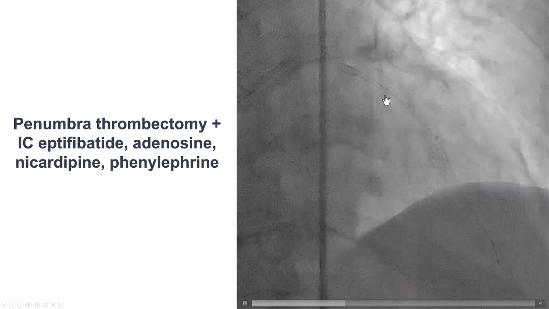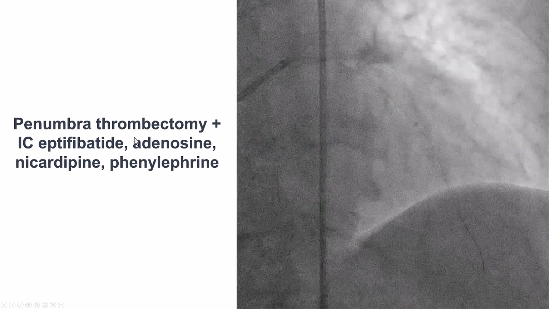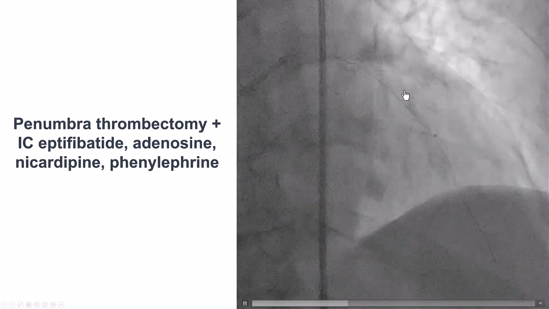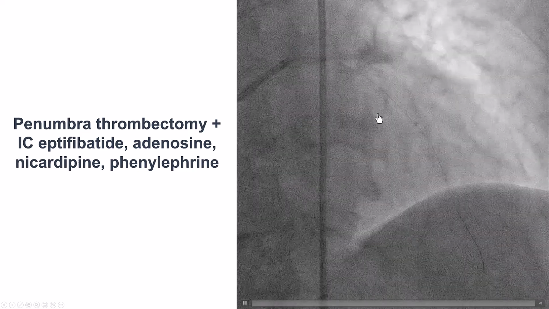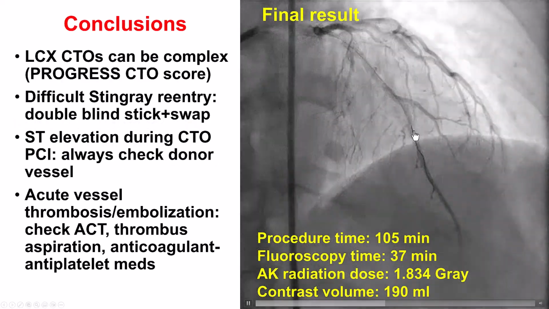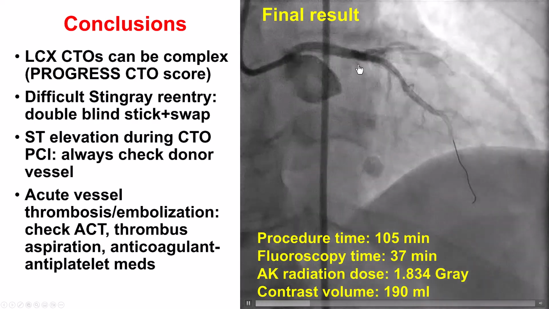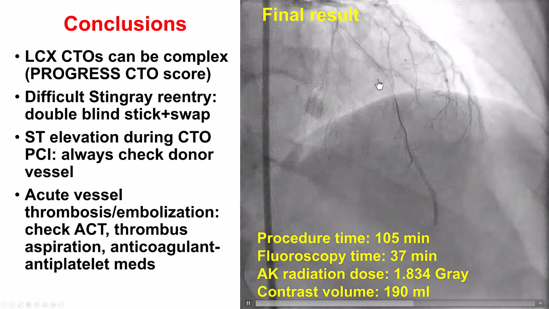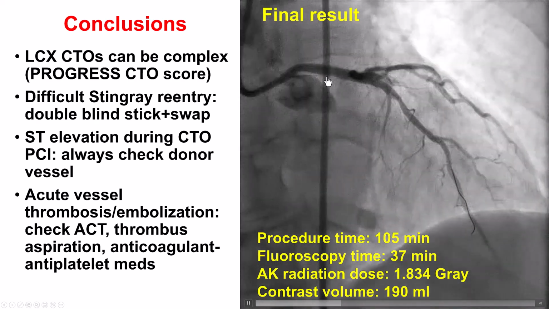So what to do for acute thrombosis? Fortunately, we're able to wire easily and then did thrombectomy with the Penumbra system and gave vasodilators, adenosine, nicardipine, as well as phenylephrine through the vessel. And after doing that, we were able to get a nice result. The thrombus was essentially removed, and the patient recovered TIMI 3 flow, and ST changes and chest discomfort resolved.